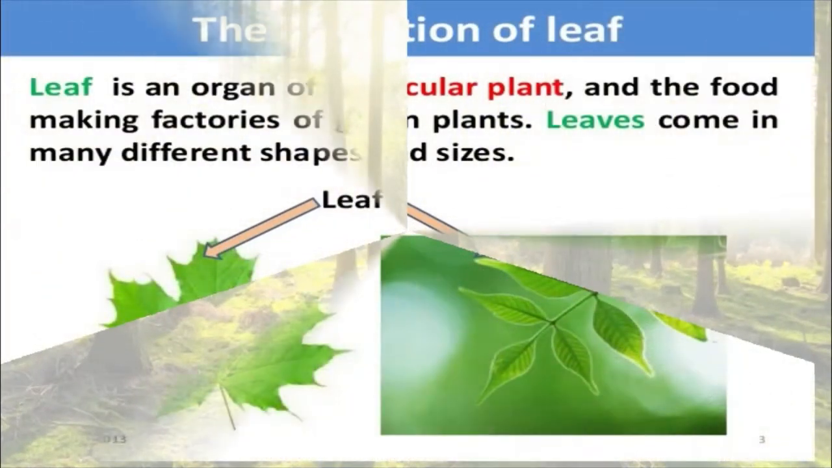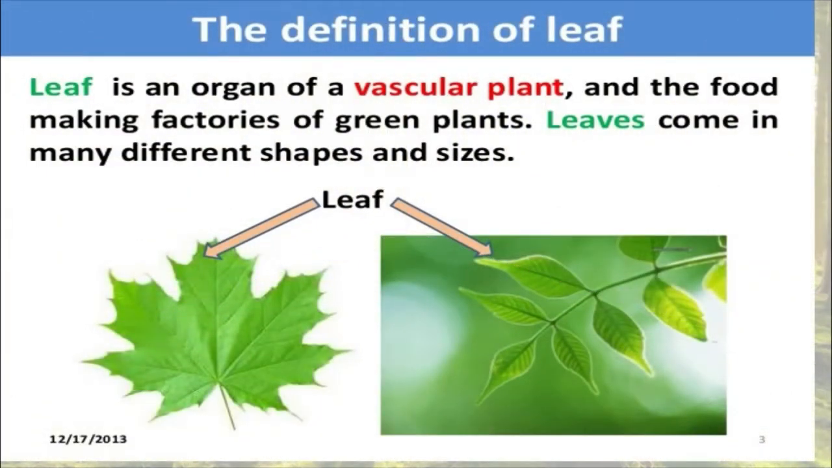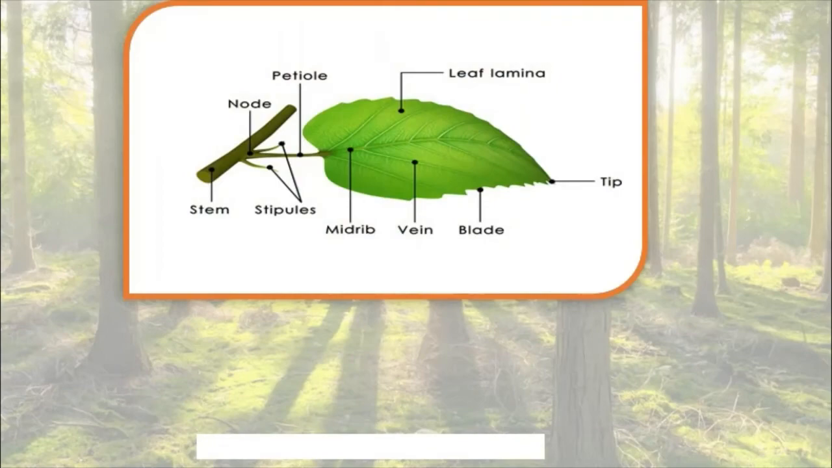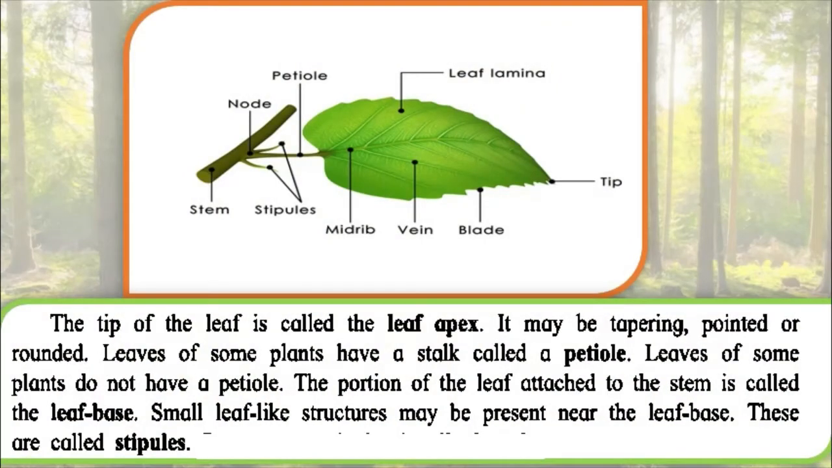Now, what is a leaf? Now, a leaf is an organ of a vascular plant and the food making factory of green plants. Leaves come in many and various shapes and sizes. Here you can see I have just given you two examples of leaves, how different they are from each other, and you must have seen so many different types as well. Let us understand the structure of the leaf in detail.